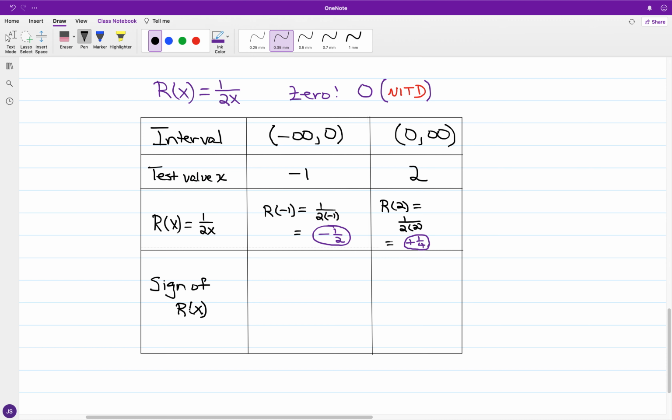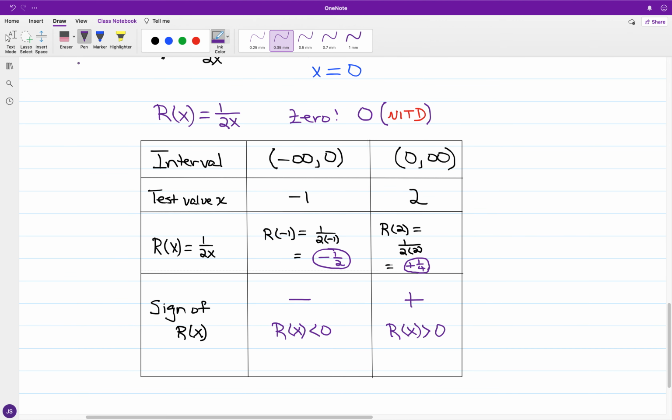And in the case of the sign of r of x, anything negative that is selected for the input, the output also winds up becoming negative. So you have that r of x is less than 0. And anything selected that is positive for the input, the output is also going to be positive. So here you have that r of x is greater than 0.